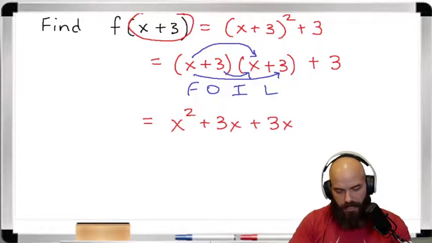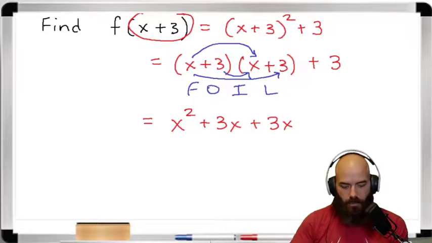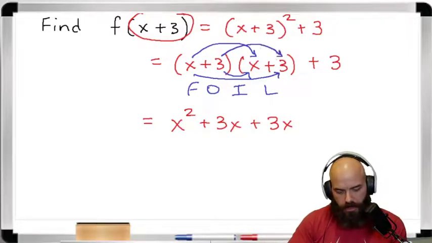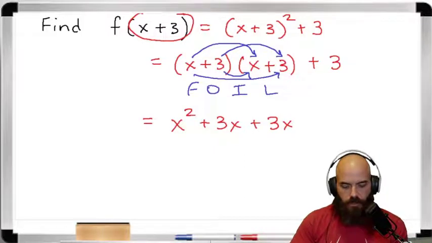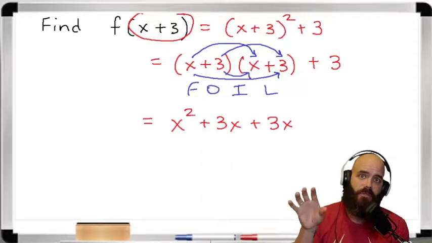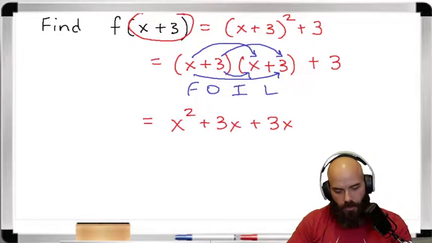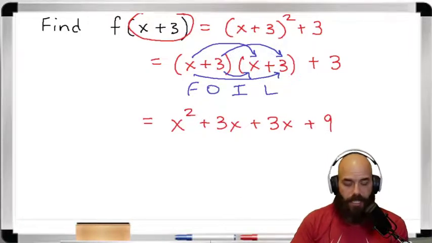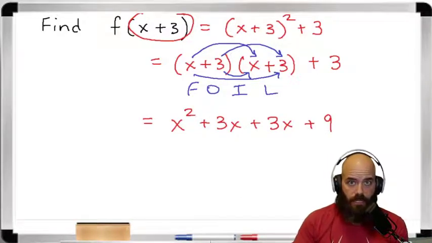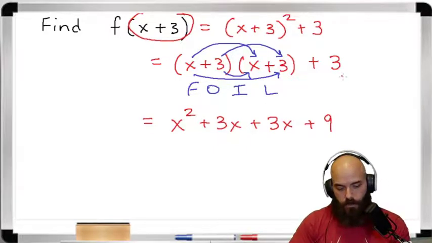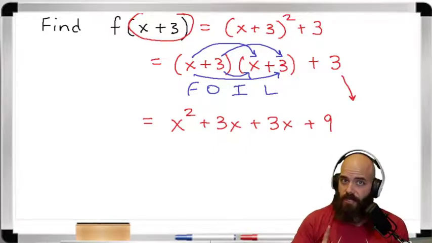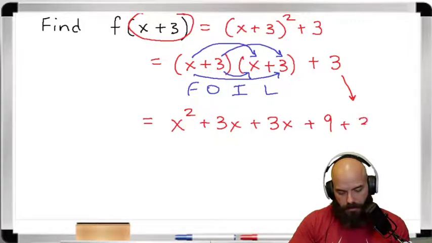And then finally, the L represents last. So we want to multiply the last two terms together. So essentially what you want to do is make sure you multiply every single term in the first binomial times every single term in the second. And so 3 times 3 is 9. So that is x plus 3 squared FOILed out. Now, of course, I have common terms that I need to combine, but don't forget that this plus 3 is still there, so we have to bring that down.